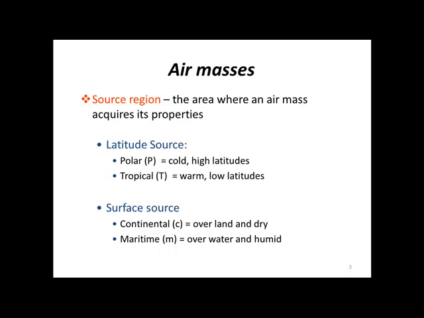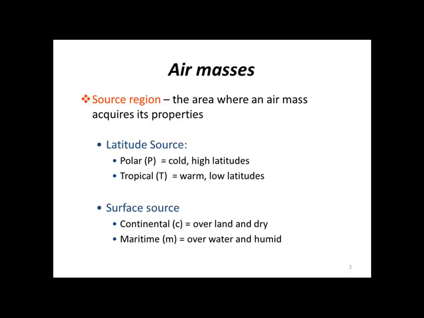We also have different surface sources that the air masses move from. When they move from a continental area, they move from land. They come from a source area that is very dry, so they tend to have a drier characteristic. Whereas air masses that move over water tend to be humid because they collect a lot of moisture in their atmosphere. And so those are called maritime.